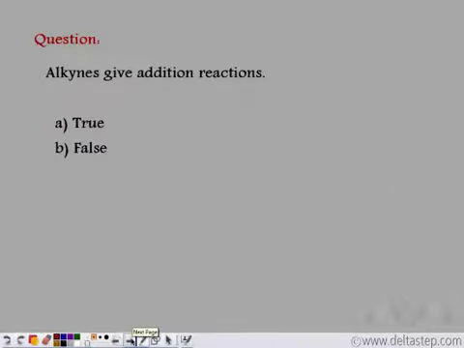So, do alkynes give addition reactions? Is it true or false? We know alkynes are unsaturated hydrocarbons, and all unsaturated hydrocarbons tend to become saturated, and this is done by undergoing addition reactions. So yes, alkynes give addition reactions, and this is true. Alkynes are unsaturated compounds. In order to become saturated, they give us addition reactions.